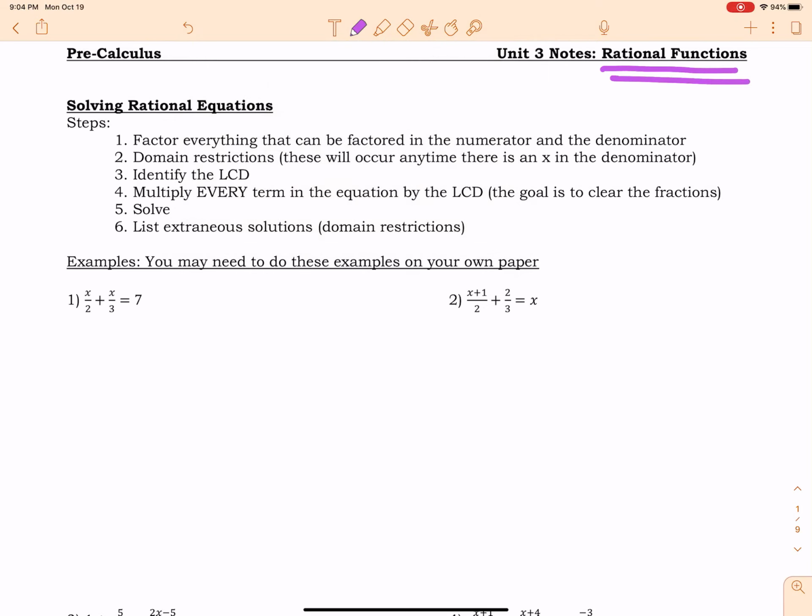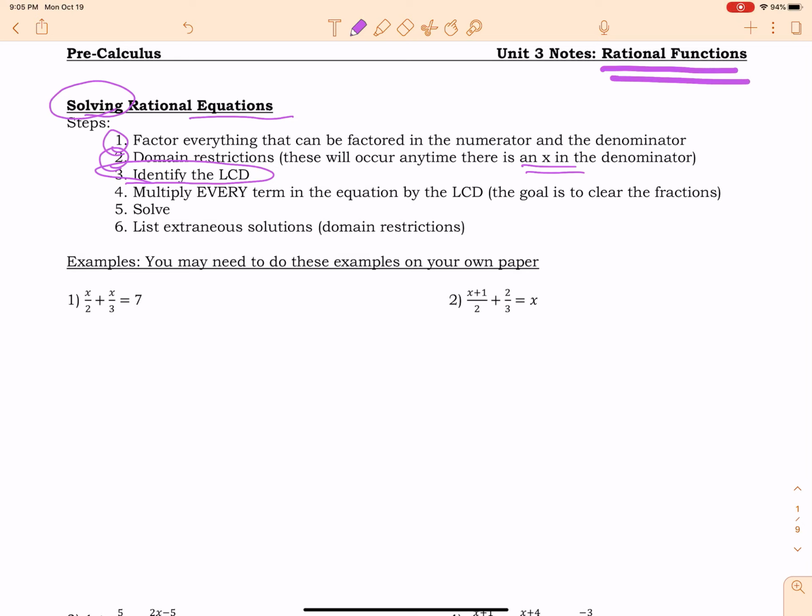Well, the first thing I want you to do is notice that we are solving rational equations. So all of the problems I'm about to do will have an equal sign in them, and we will be solving for x. So the first thing you need to recognize is that if something can factor, you need to factor it, whether it's in the numerator or the denominator. You need to note any domain restrictions. Remember, we cannot divide by 0, so if there's an x in the denominator, we need to figure out what values x cannot be. And then, of course, we're going to identify the LCD.